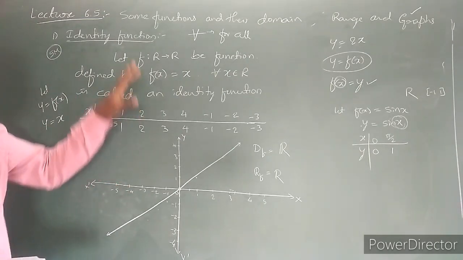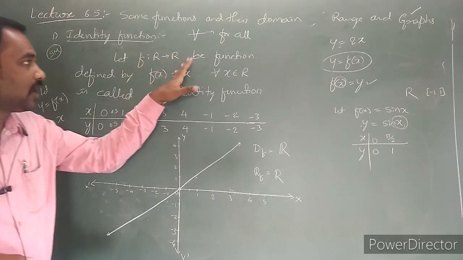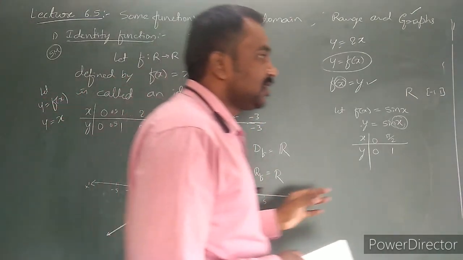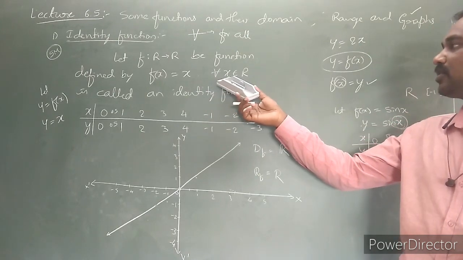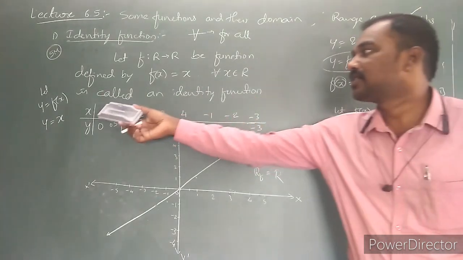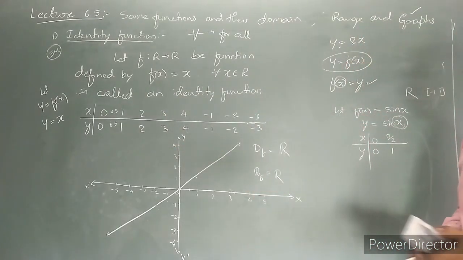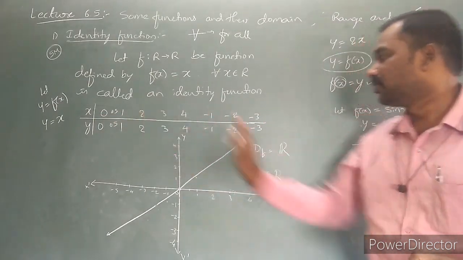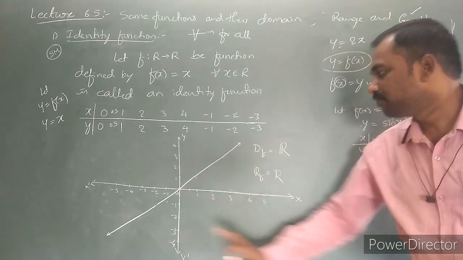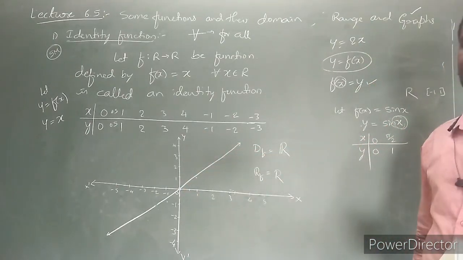What is the identity function? Let f be a function from R into R, defined by f of x is equal to x for all x belonging to R, is called an identity function. This part is not necessary in the exam. You can directly draw the graph. So now draw the graph, and the domain and the range.